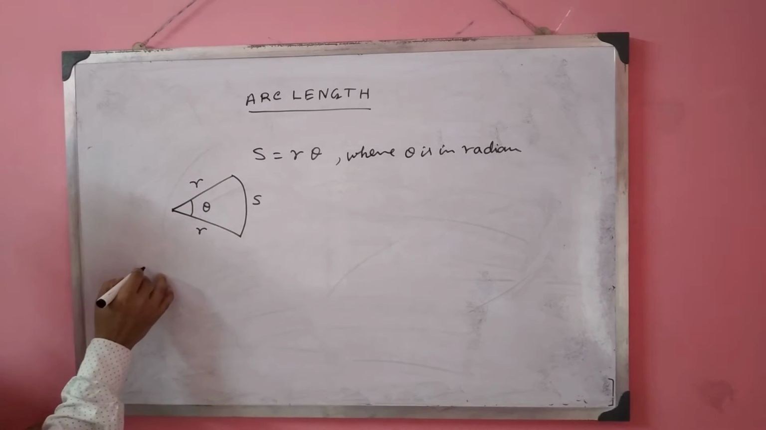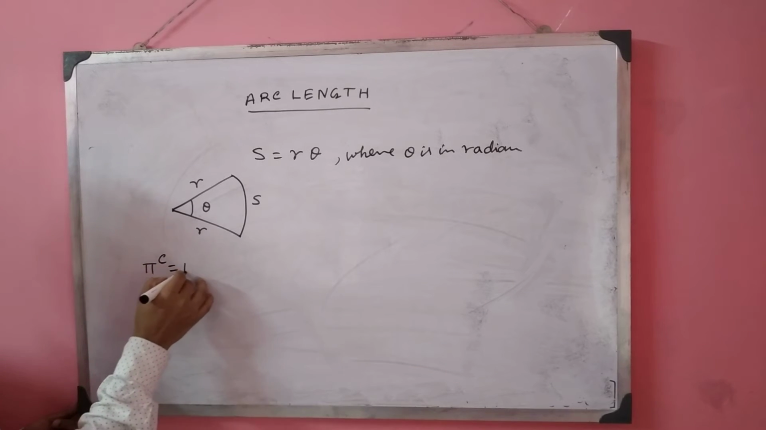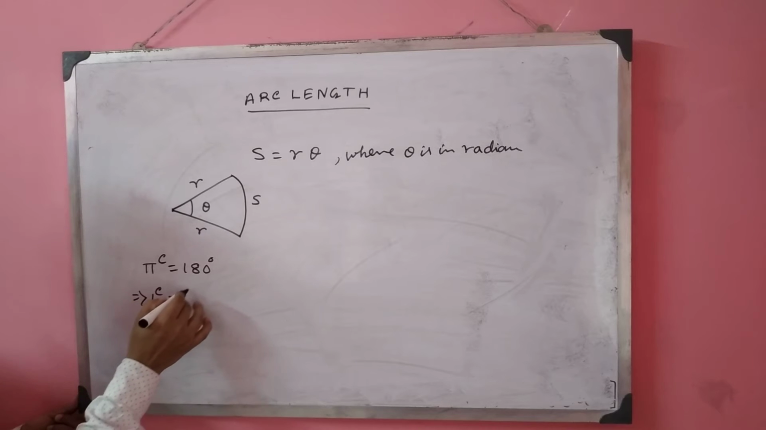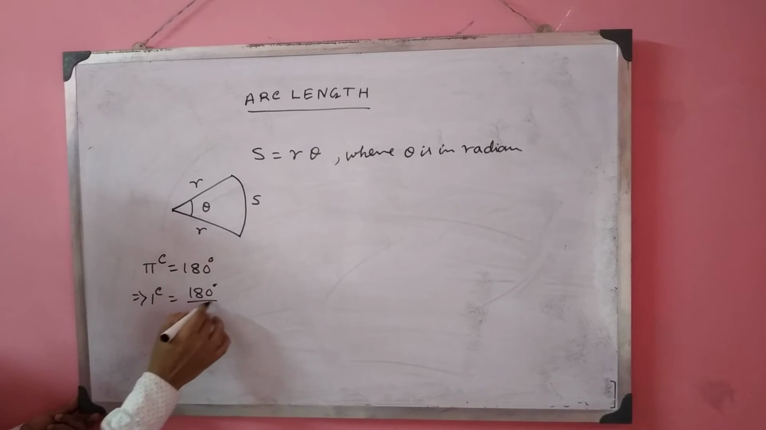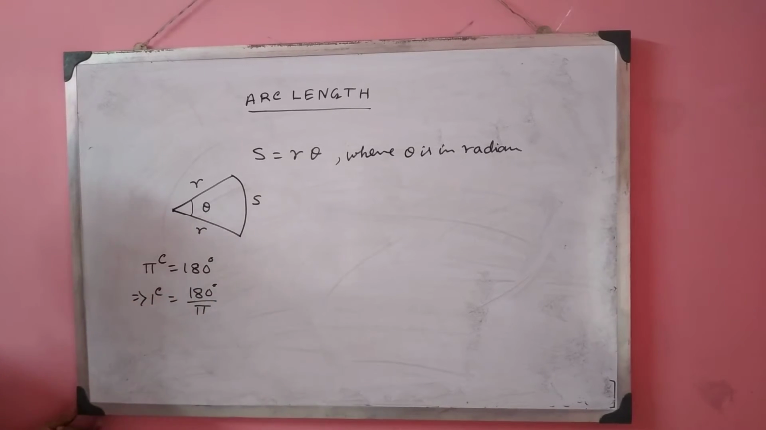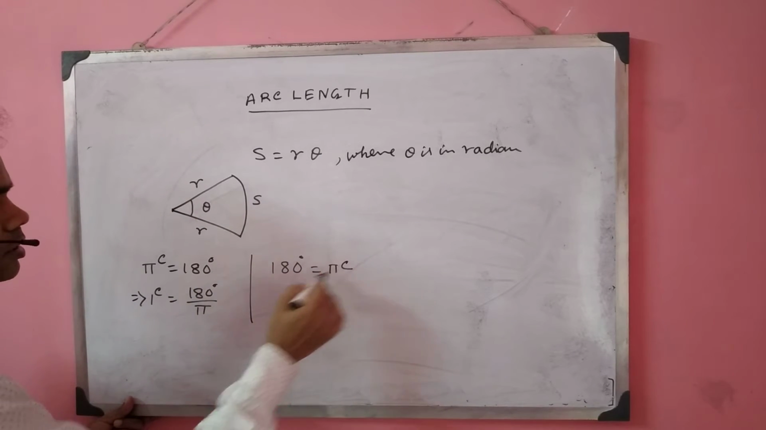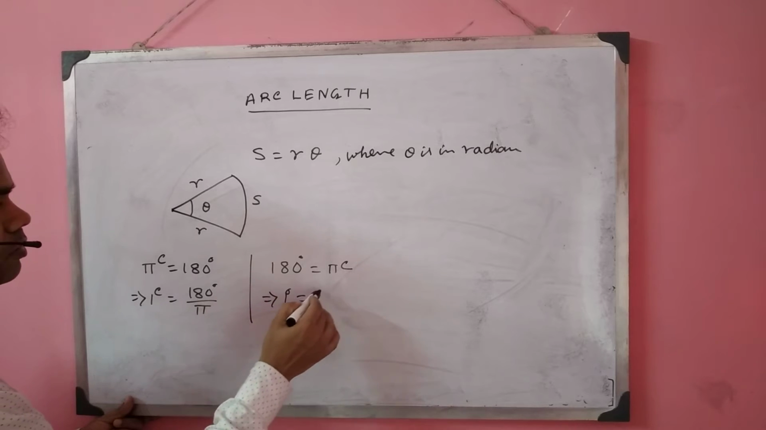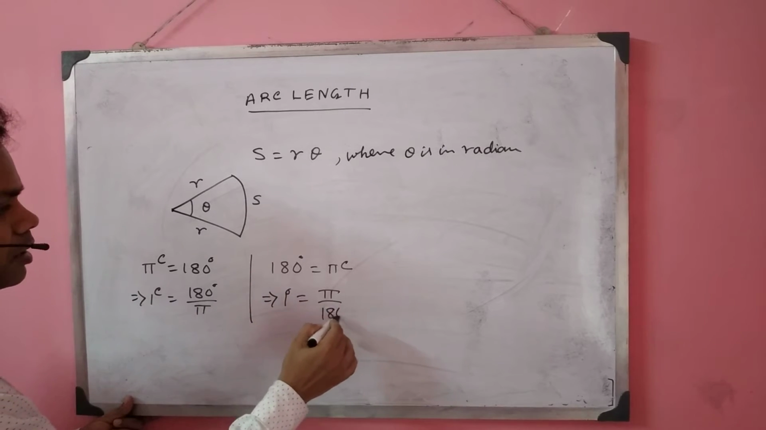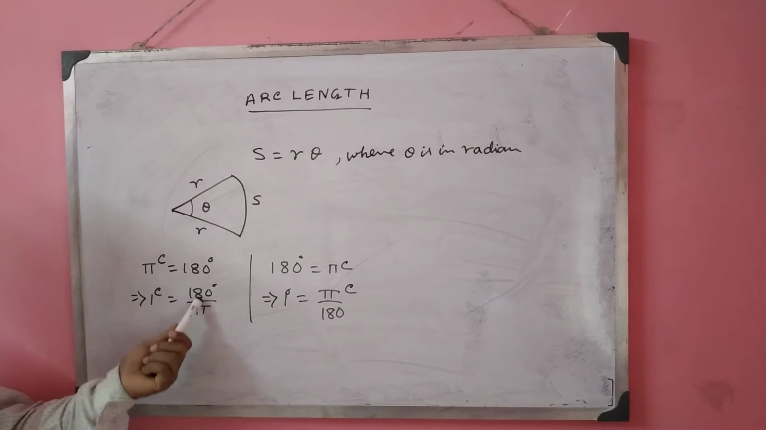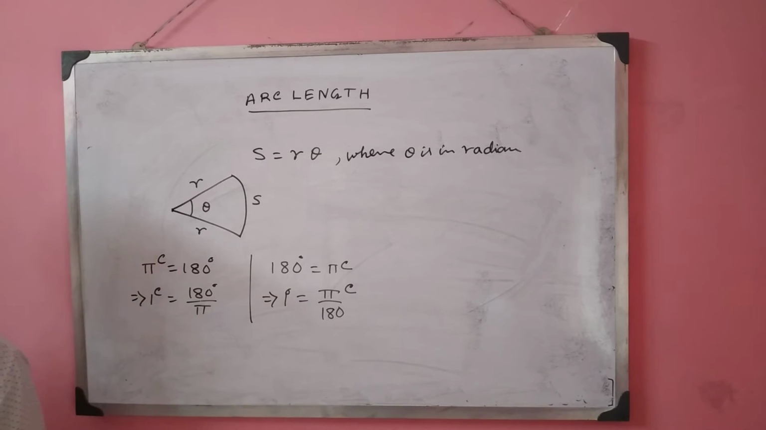And what is radian? Pi radian is equal to 180 degree. So 1 radian equals 180 degree by pi, or 180 degree equals pi radian, or 1 degree equals pi by 180 radian. This is the conversion of radian to degree and degree to radian.